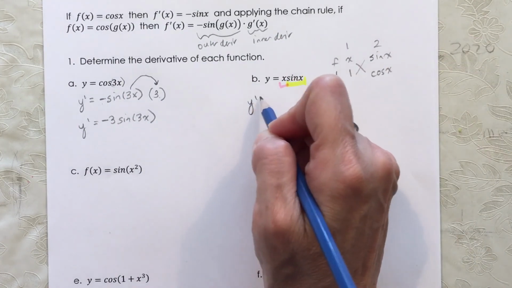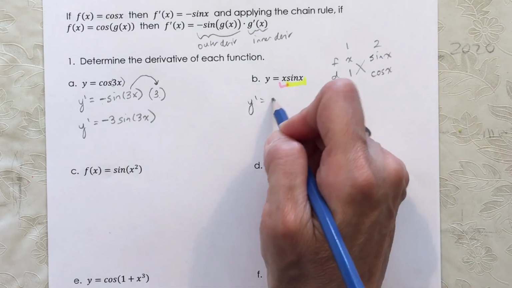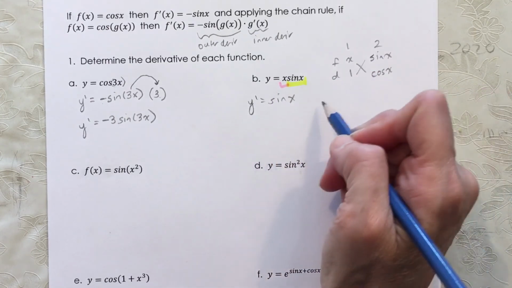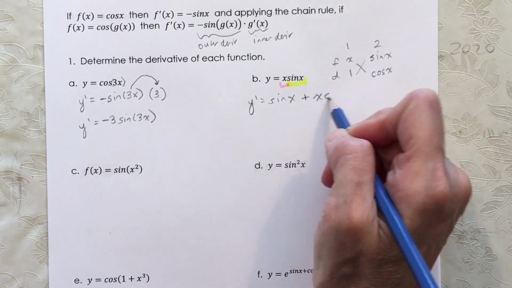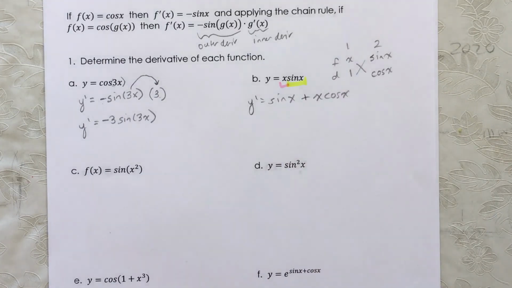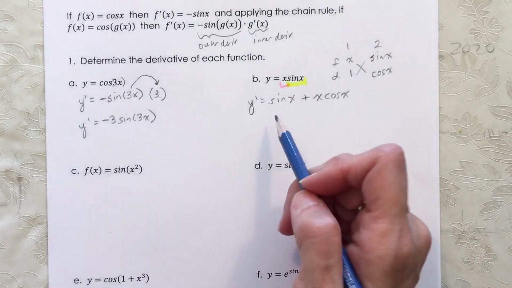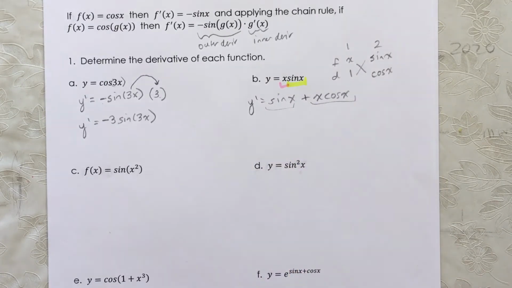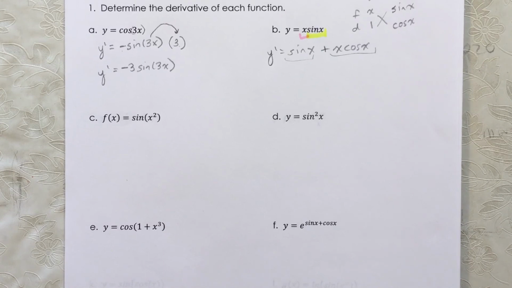So y prime is going to be the derivative of the first times the second plus the first times the derivative of the second. And there's no common factors in our two terms here, so we're done. That's as much as you could simplify it as well.